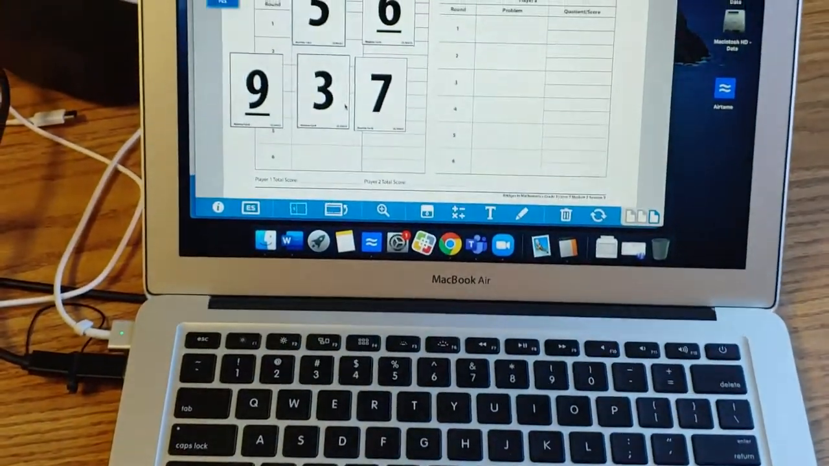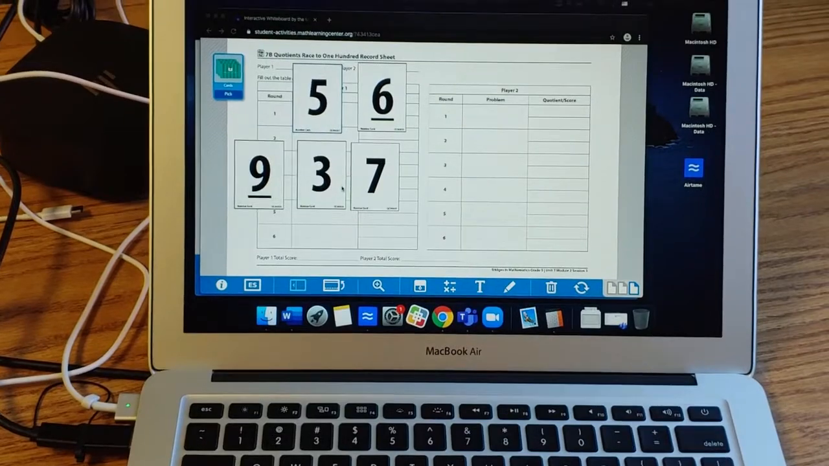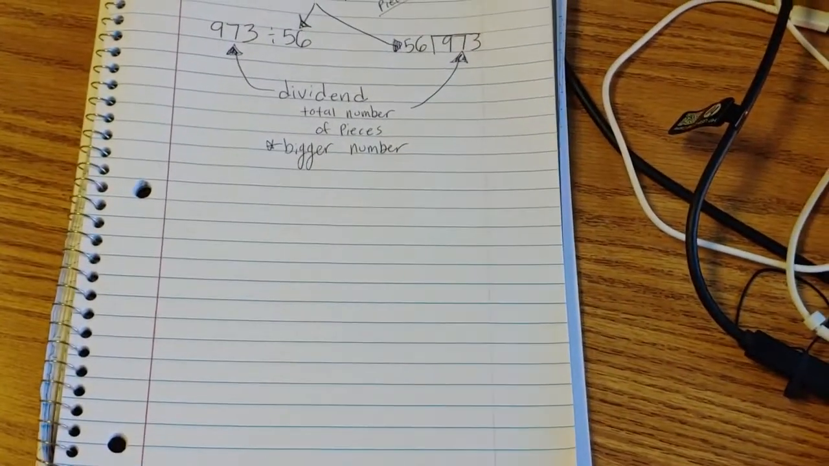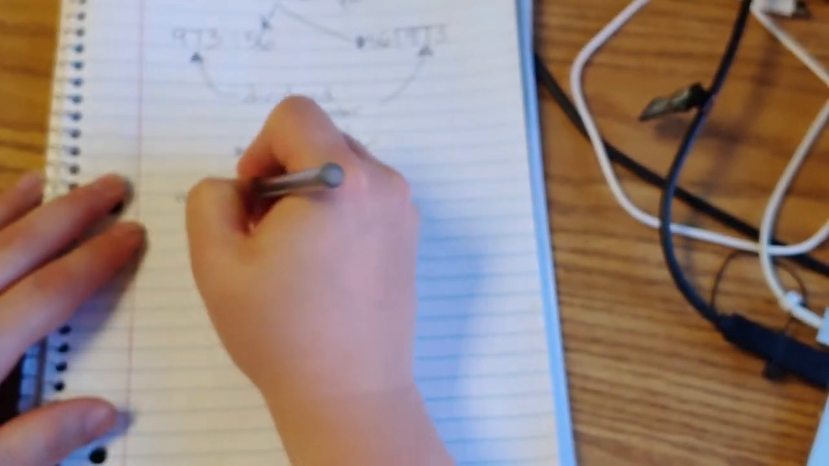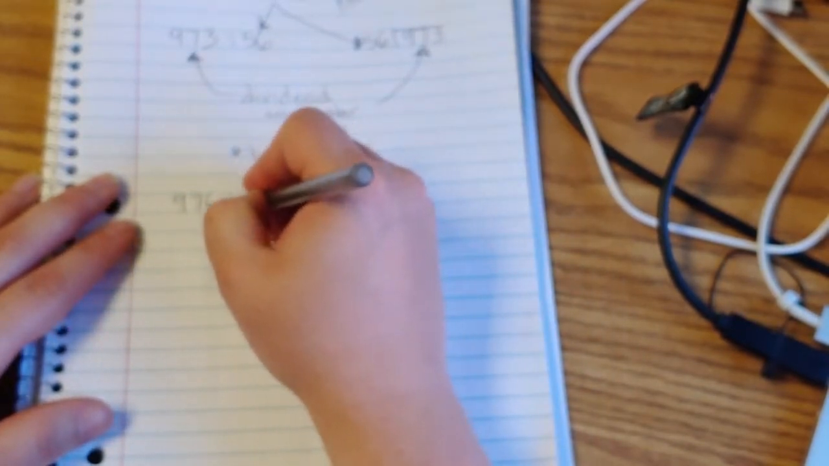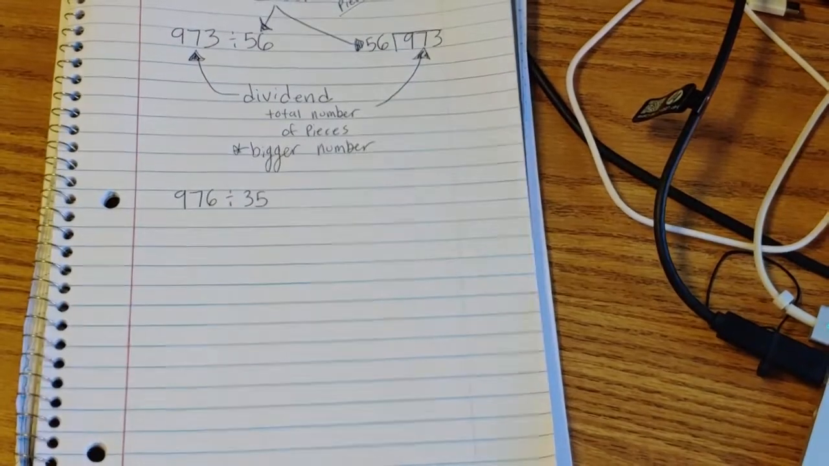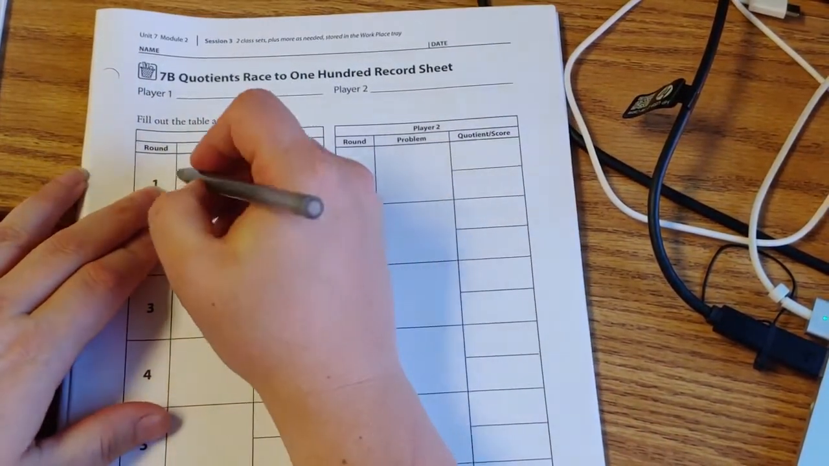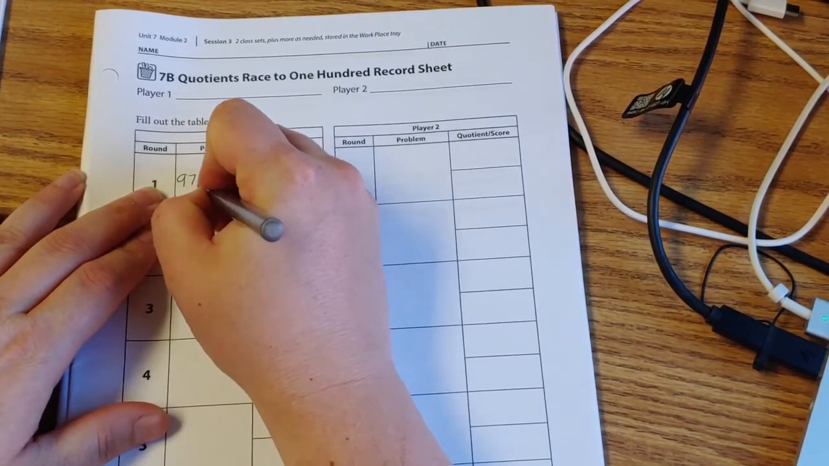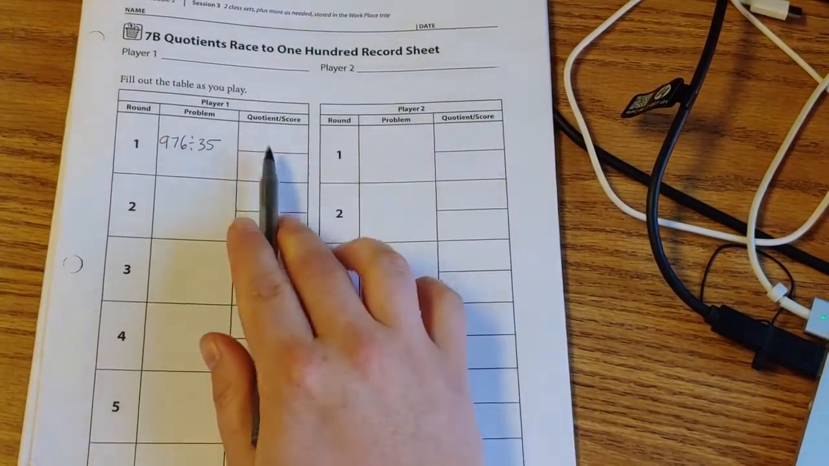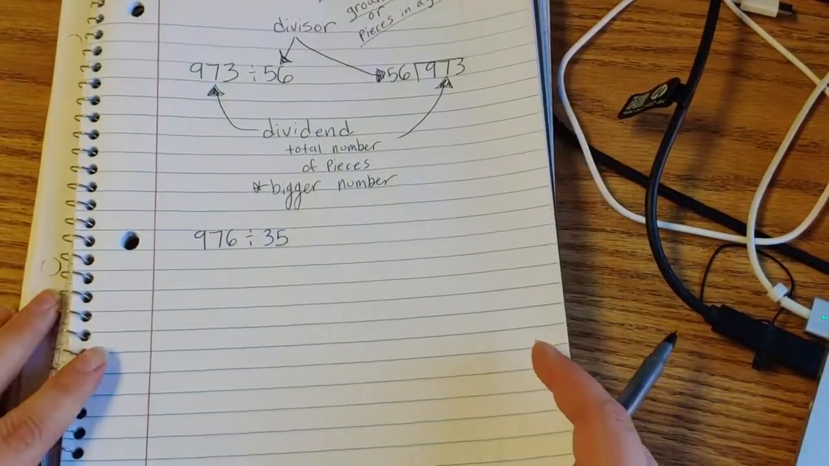So here again are my cards. The biggest number I can make is 976. Whoa. Maybe I won't show you so much. 976 divided by 35. So my problem, 976 divided by 35. Now I need to solve that to figure out what my score is.